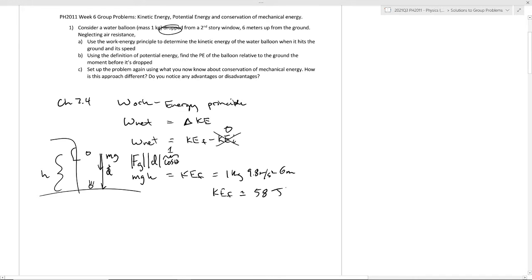And then this also asks for the speed when it hits the ground. We can get that from just noting that the kinetic energy final is equal to 1/2 mv squared. And so that means that the velocity would just be 2 times the kinetic energy over m, take the square root. And so we can put our numbers in here as well. 2 times our 58 times 1. We take the square root of this, and we would find that the velocity is about 10.8 meters per second.